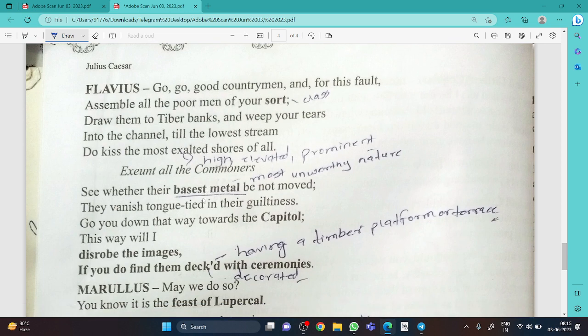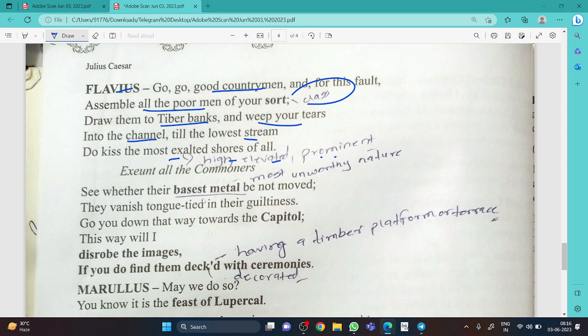Flavius said, "Go, go, good countrymen, and for this fault that you are supporting Julius Caesar, not Pompey, assemble all the poor men of your sort," means gather all the poor men of your class. How bad Flavius was. "Draw them to Tiber banks and weep your tears into the channel till the lowest stream do kiss the most exalted shores of all," means high, elevated, prominent.